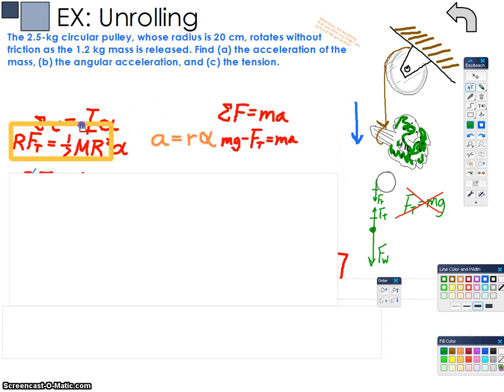Okay, now this looks scary, don't freak out. But the sum of the torques is just R, the radius of the pulley, times the tension, and that equals 1/2 mr squared alpha. Why 1/2 mr squared? That's just my expression for the moment of inertia of a pulley, which is basically just a disk. And then the sum of the forces, if down is positive, you got mg minus FT equals ma. And here's my connection between the two.